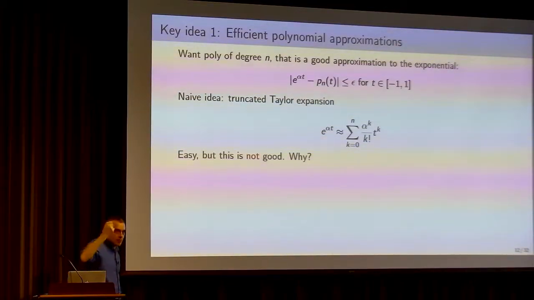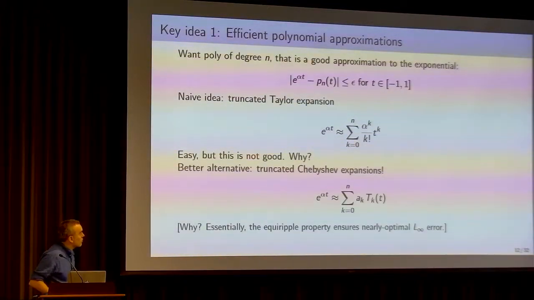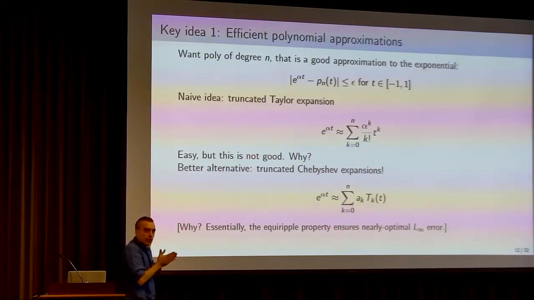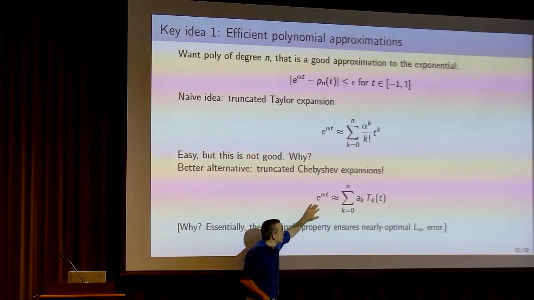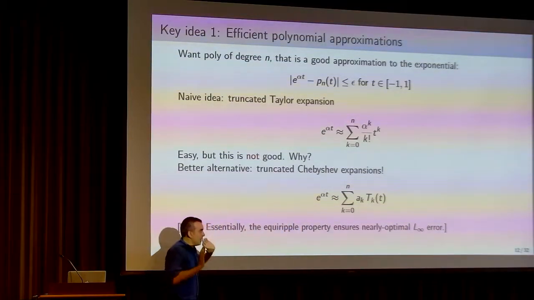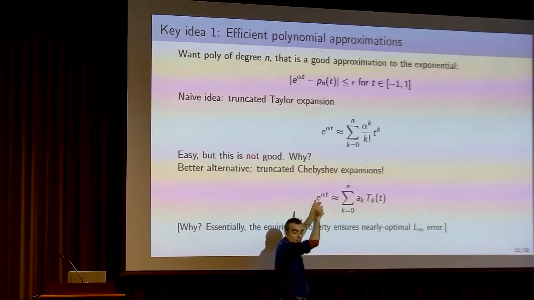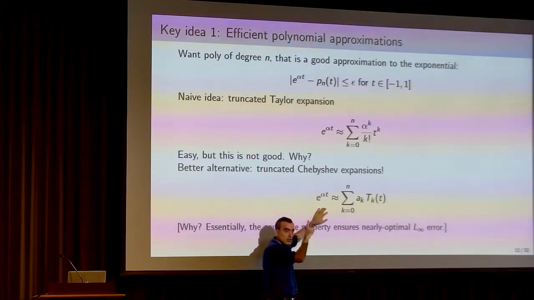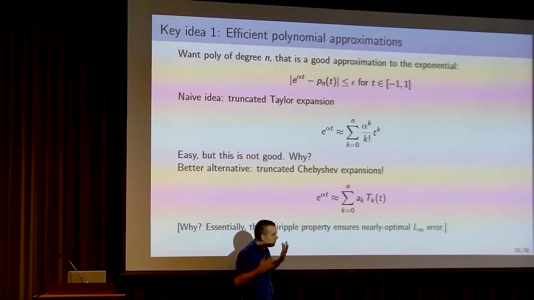Of course, if you keep the degree up, the error eventually is going to go down, but it will not be good. What is the right way of doing this? People in numerical analysis have known this for a long time. What you really want is the best L infinity approximation. You cannot do that exactly. I mean, it's a convex problem, but it's not very easy analytically.